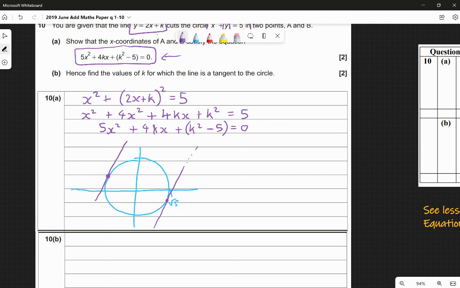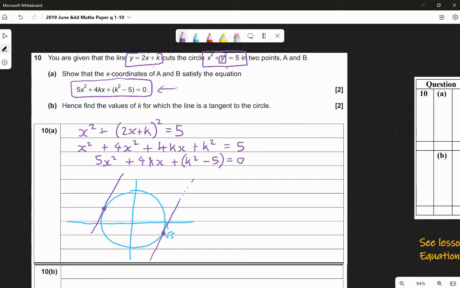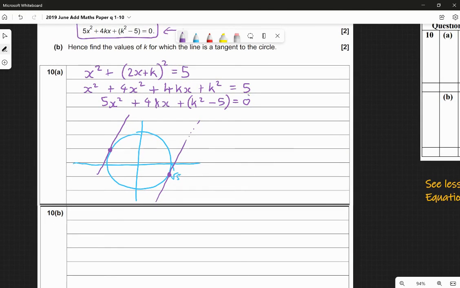Anyway, a tangent to a circle only hits the circle once. Instead of having two coordinates where it says A and B, it'll have one coordinate where it meets. If there is only one solution where they meet, then this thing from part A, which is a quadratic, with k being just some constant that we don't know, instead of having two solutions, will only have one solution. Okay, so I'm going to rewrite that quadratic out again. 5x squared plus 4kx plus k squared minus 5.